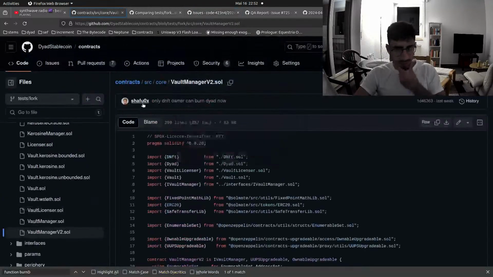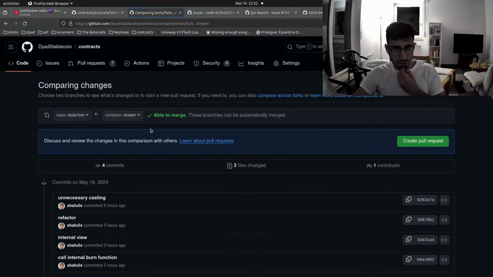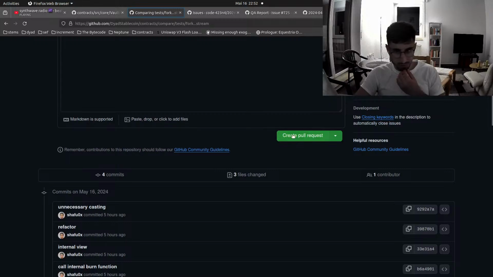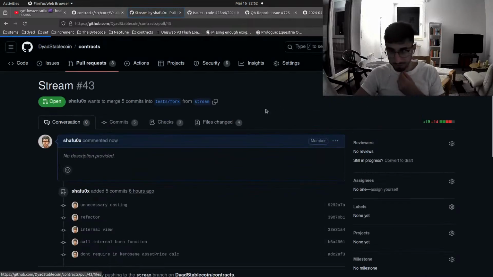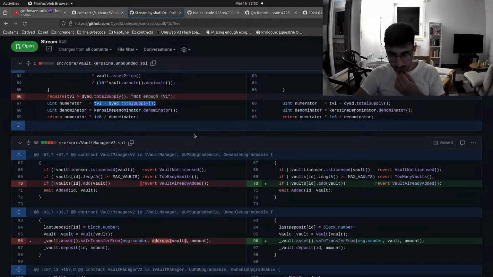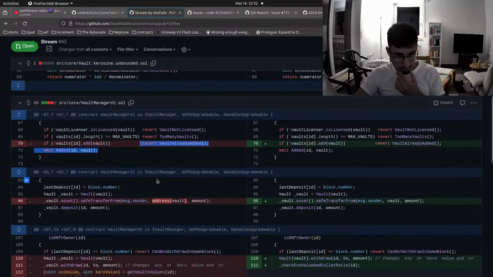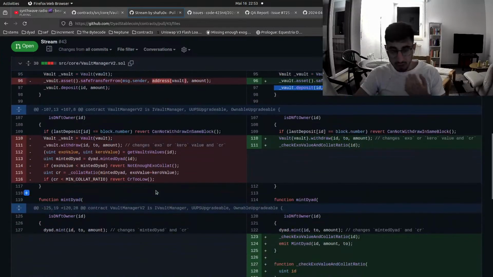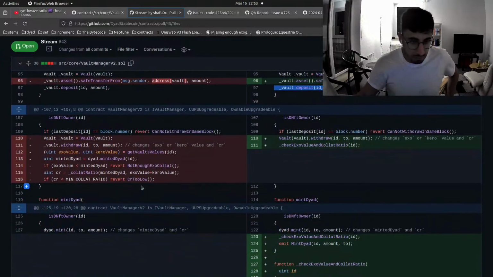Okay, nice. I think we got everything. We fixed everything. Let's do a create pull request for the things I found on this and the previous stream. We remove this require because it doesn't do anything. This already fails. This is a formatting thing. This is an unnecessary casting. This is actually the biggest thing.